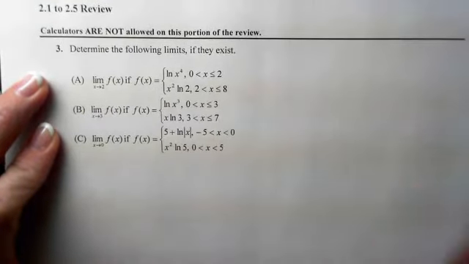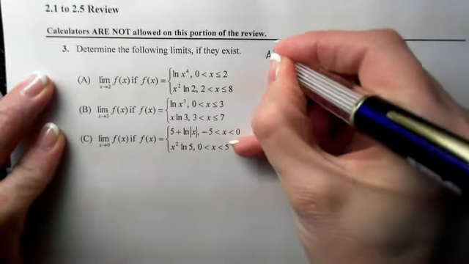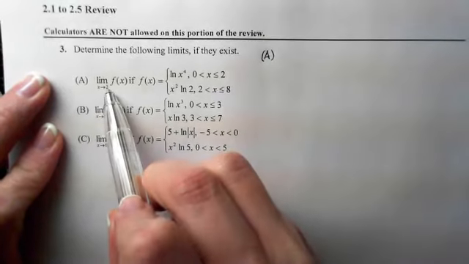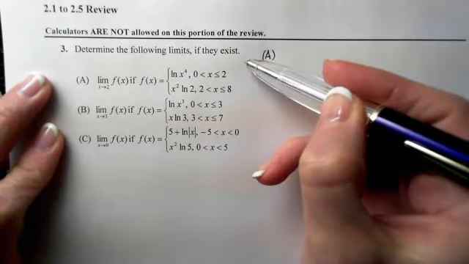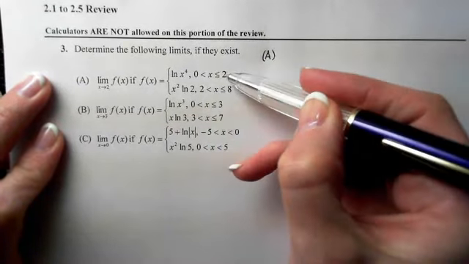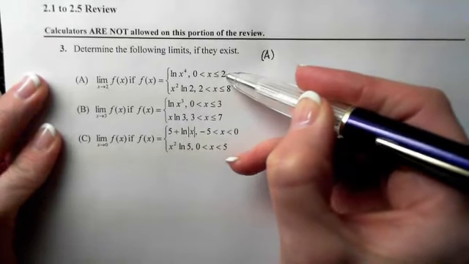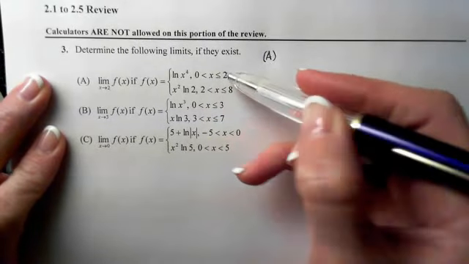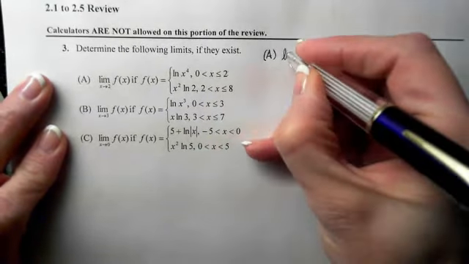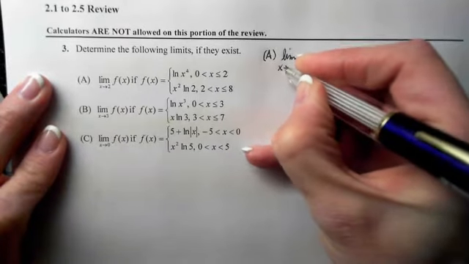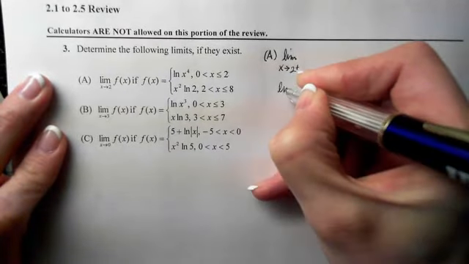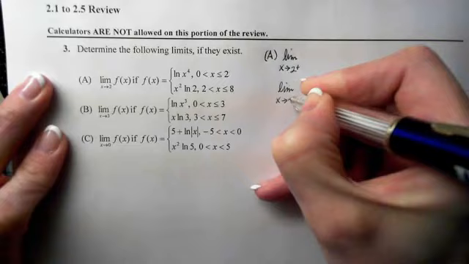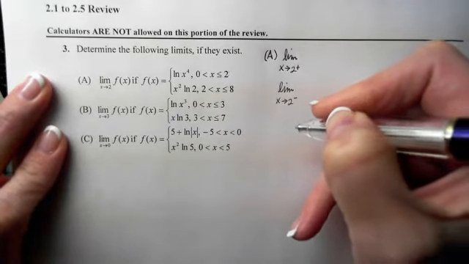So if I want to do part A, I can write down, first of all, I'm approaching 2, which is a joint on this piecewise function. So I cannot compute the limit unless I look at the left-hand limit and the right-hand limit. So I'm going to approach 2 from the right, and I'm going to approach 2 from the left, and then I'm going to compare the two outputs.